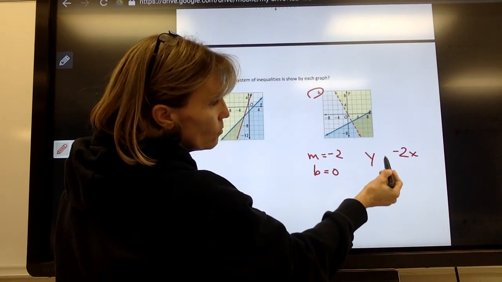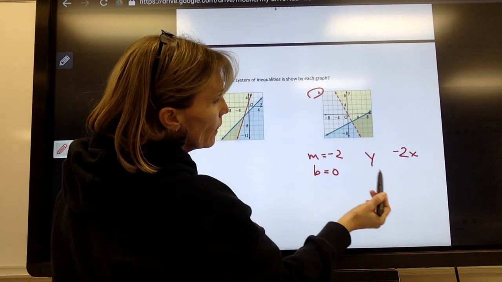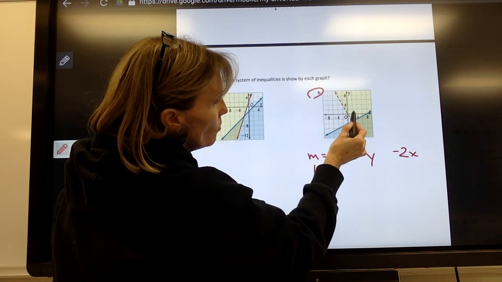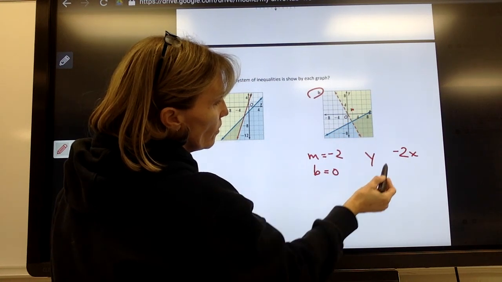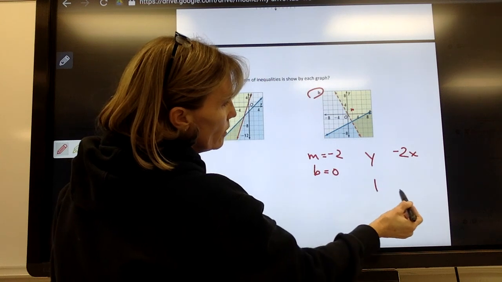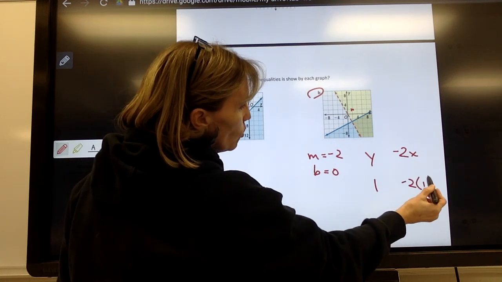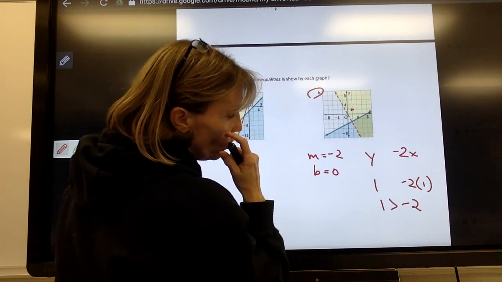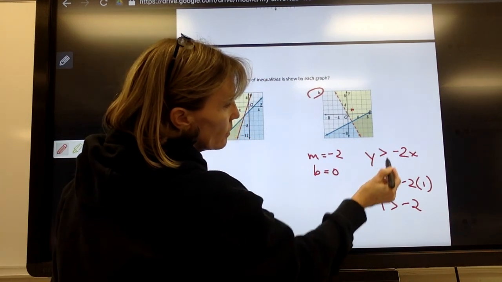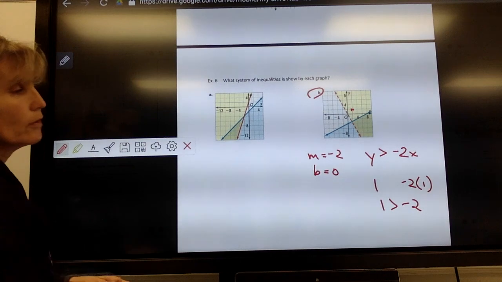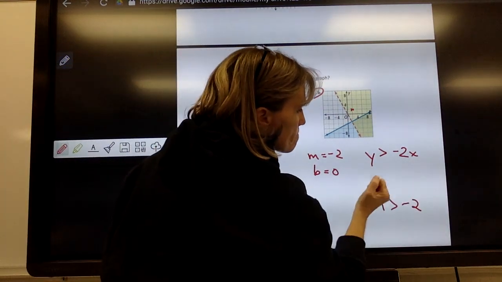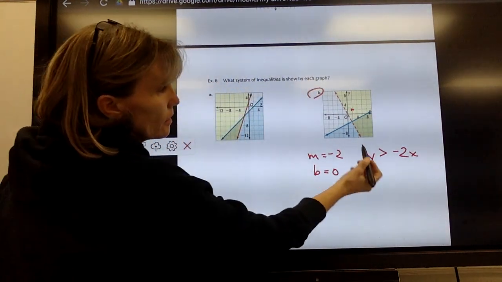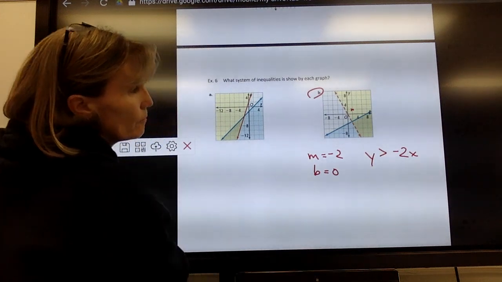And so you have to decide what inequality you're going to put in there. You can't use the point 0, 0, but I'm going to use the point 1, 1. If I put 1, 1 into that, I'd have 1 and -2 times 1, 1 and -2. Well, 1 is greater than -2, so that would be the inequality that would go in there. And it's a broken line, so it's just a greater than.